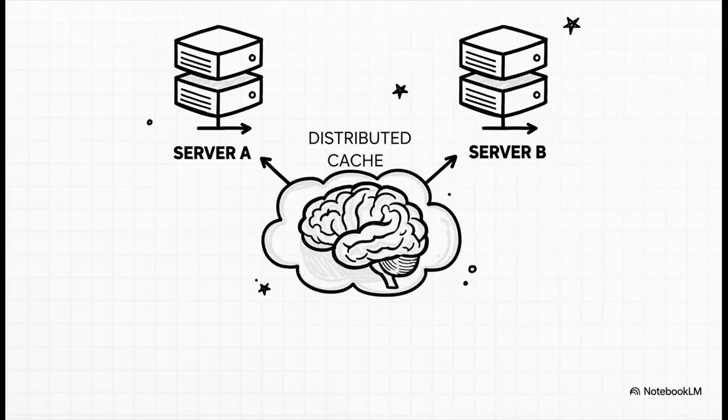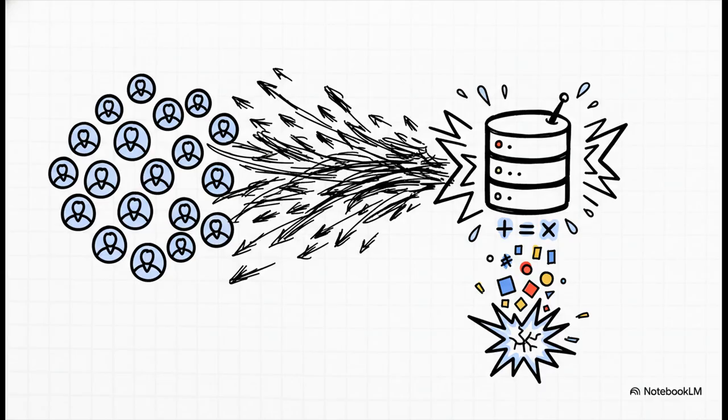The solution? You guessed it. We need to give all of our servers a shared brain. A distributed cache, like Azure Cache for Redis, is exactly that. It's a central place where all the servers can store and retrieve session data. Now it doesn't matter which server gets the request, they all look in the same place and can find that user's shopping cart.